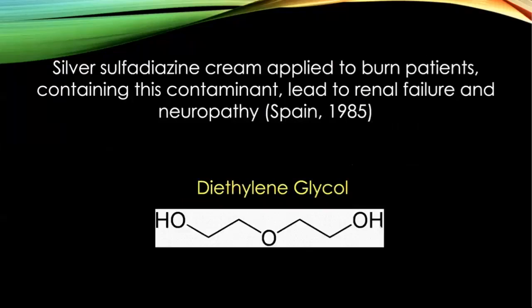Silver sulfadiazine cream applied to burn patients containing this contaminant led to renal failure and neuropathy. This was reported in several different mass outbreaks, but the one specifically here in Spain was diethylene glycol, and it was added as a substitute within the silver sulfadiazine, and it was applied to burn patients who had extensive areas of skin breakdown, and it led to systemic absorption of diethylene glycol.